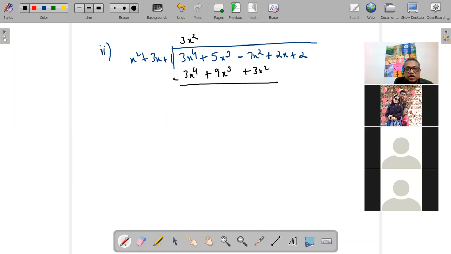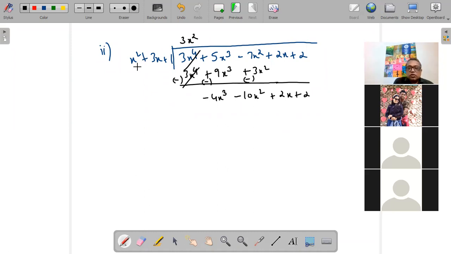Now I'm going to subtract. So every number's sign we will change. 3x⁴ gets cancelled. 5 minus 9, you get minus 4x³. Here you get minus 10x² minus 7 and minus 3, so minus 10x², plus 2x plus 2.